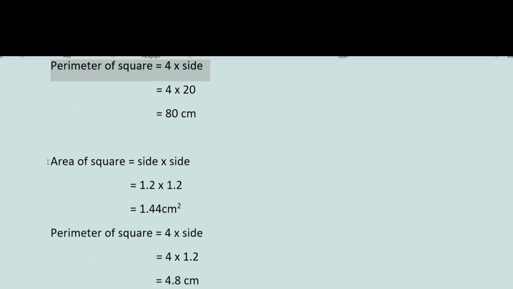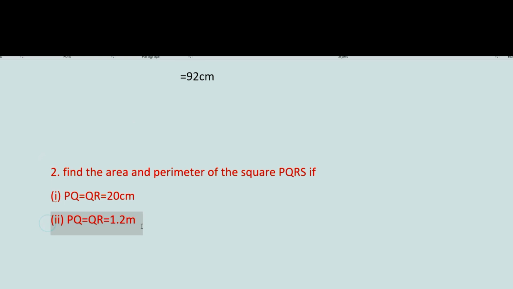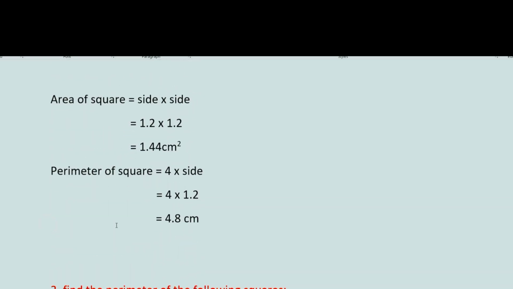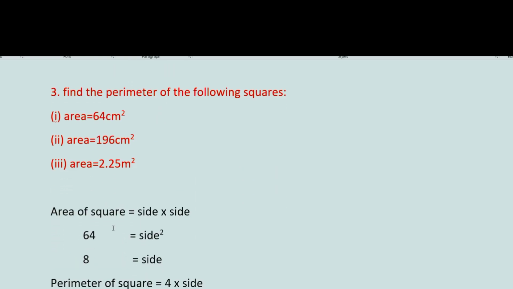In the second sum, side of the square was 1.2. In the second sum, side of the square is how much? 1.2. तो same formula, area of square is equal to side into side, so 1.2 into 1.2 if you do, you will be getting 1.44 cm square, and perimeter of square formula is 4 into side, means 4 into 1.2 means 4.8 centimeter. Moving to the next sum, number 3.